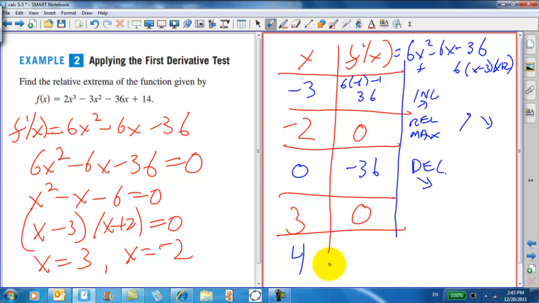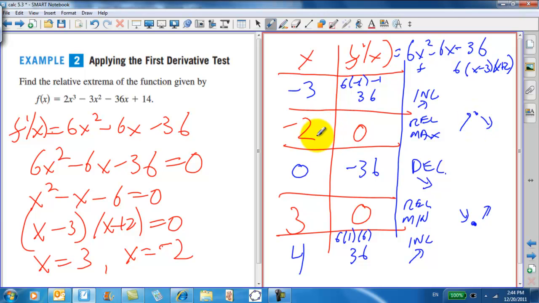Now finally we put in 4, and we end up with 6 times 1 times 6, or 36. So we're back then to a positive derivative, which means that the original function is increasing. So if it goes from decreasing to increasing as we cross this critical number 3, we must be at a relative min, because we went from decreasing to increasing, that means a min.